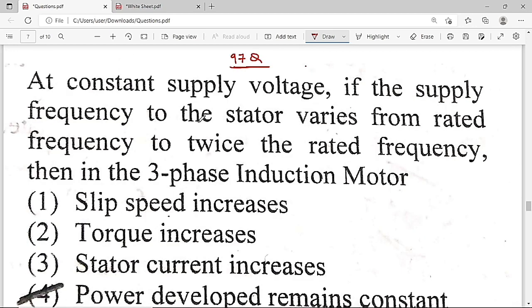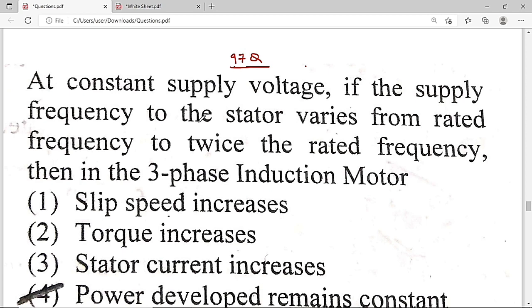Now we are going to solve the 97th question. See the question here. At constant supply voltage, if the supply frequency to the stator varies from the rated frequency to twice the rated frequency, then in the three-phase induction motor... In the question they are saying that the supply voltage is constant, but the frequency increases. It is more than the rated frequency, it is increased to twice the rated frequency.